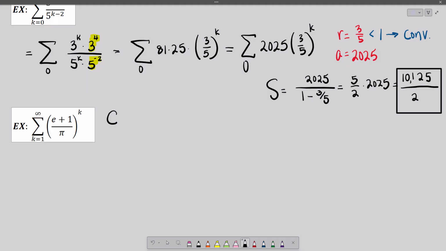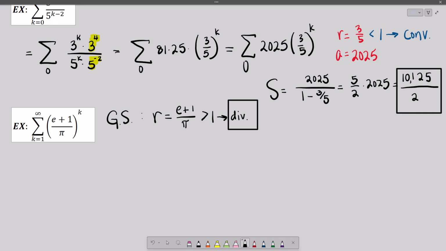So if you treat it like a geometric series, then your approach is going to be r is equal to e plus 1 divided by pi. E is about 2.7, so the numerator is about 3.7 divided by something smaller than it, 3.1-ish. So this is going to be greater than 1, which tells us diverge. So we would never even consider that s equals a over 1 minus r. Don't even go there.